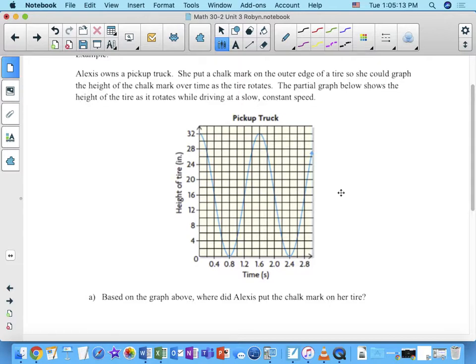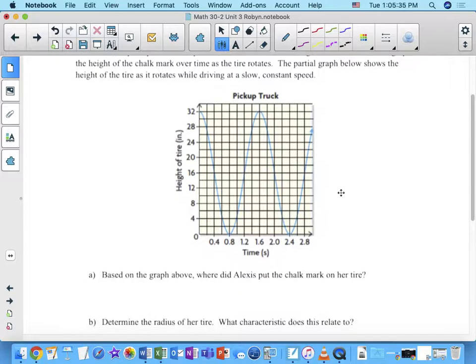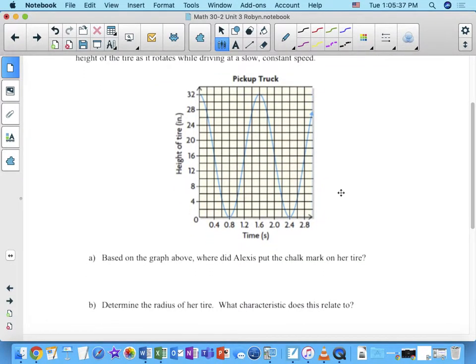Okay? Alexis owns a pickup truck. She puts a chalk mark on the outer edge of a tire so she could graph the height of the chalk mark over time as the tire rotates. The partial graph below shows the height of the tire as it rotates while driving at a slow, constant speed. Okay. So, A, based on the graph above, where did Alexis put the chalk mark on her tire? Where do you think she put it?